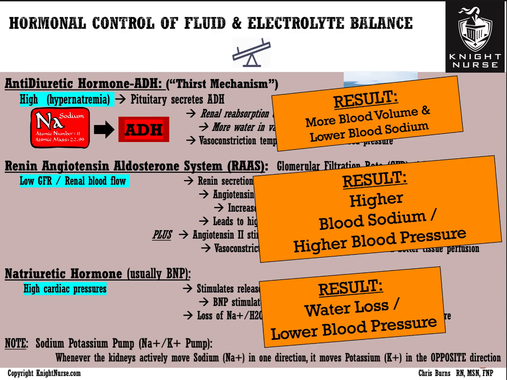One more little note to remember when we get into the electrolytes, that this is all controlled by the sodium-potassium pump that uses ATP. And whenever the sodium-potassium pump moves sodium one way, it moves potassium the other way. It's like a swinging door on the front of a condominium. Okay? It is a revolving door. Sodium goes one way, potassium goes the other. So whenever the kidneys actively move sodium in one direction, it will move potassium in the opposite direction.